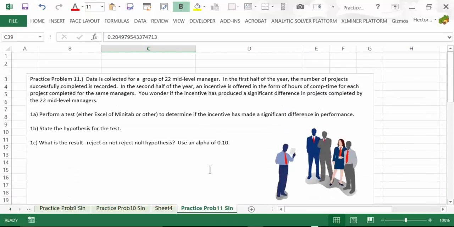That's the end of problem 11 and all the problems in module 3.